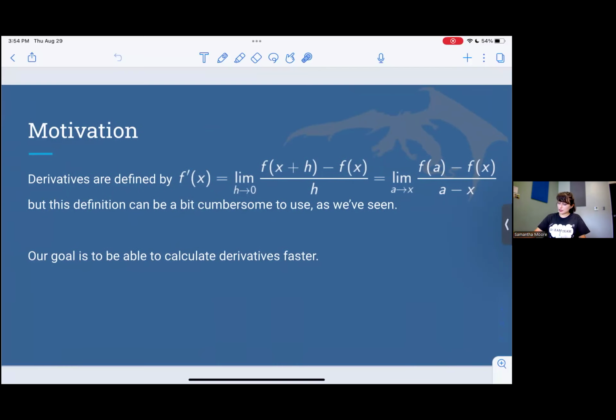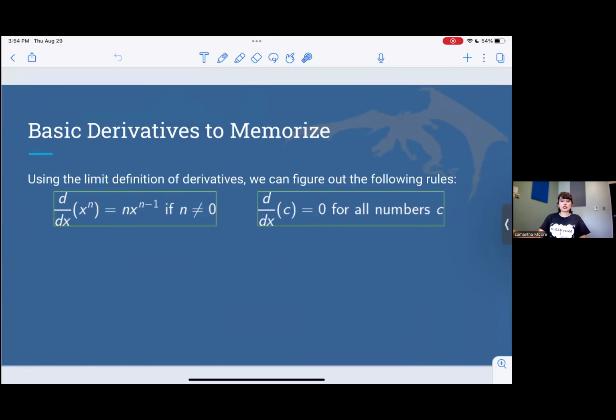So my first claim to you is if you go through and do this process for a few basic functions, you're going to get some nice things. In particular, if you calculate that limit definition for taking the derivative of just x to the n, then what I claim is you'll get n times x to the n minus 1. So for example, the derivative of x to the 7th should be bring down the 7, so you'll have 7 times x to the n minus 1, which would be 6. So the derivative of x to the 7th is 7x to the 6th. Or the derivative of x to the 15th is going to be 15x to the 14th, and so forth.